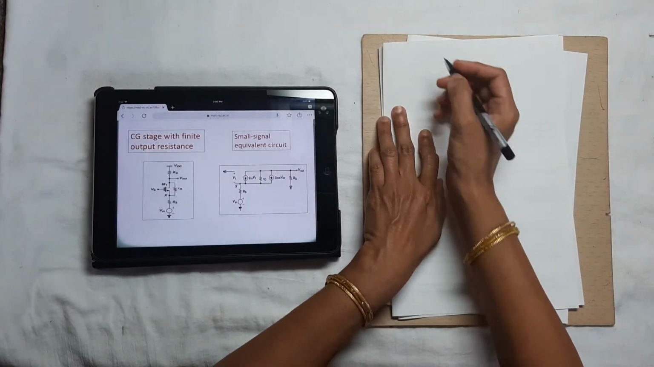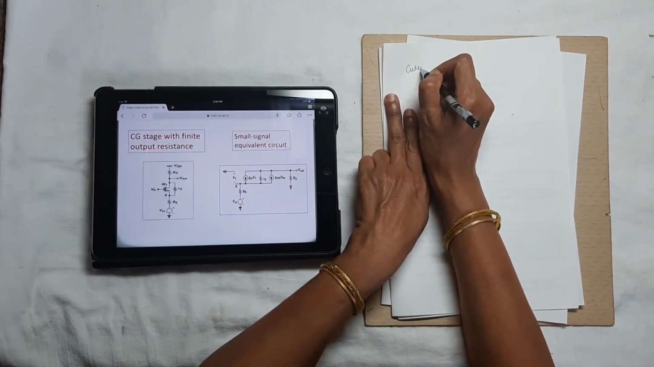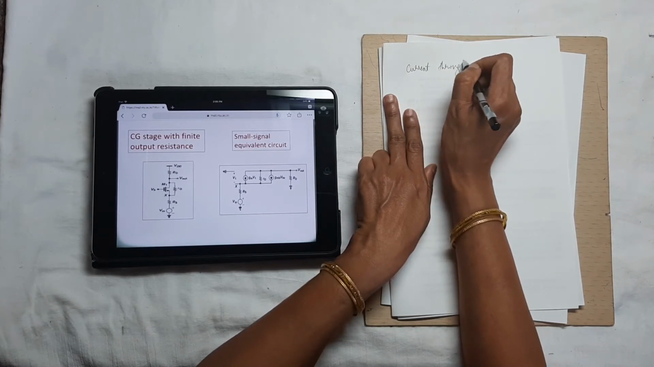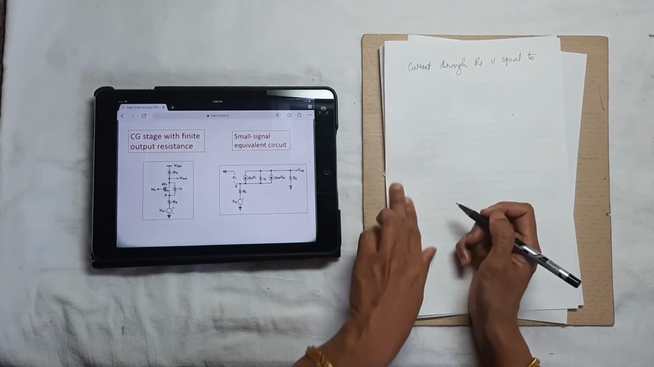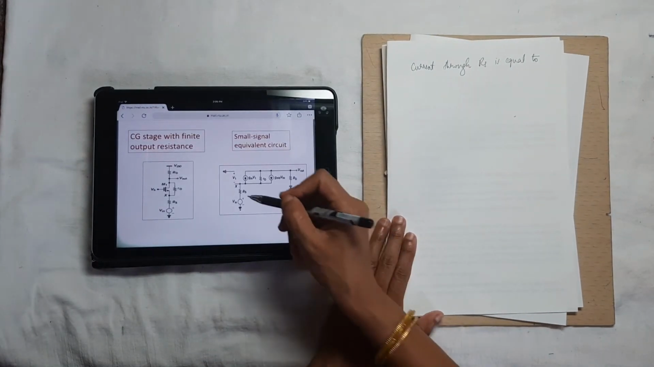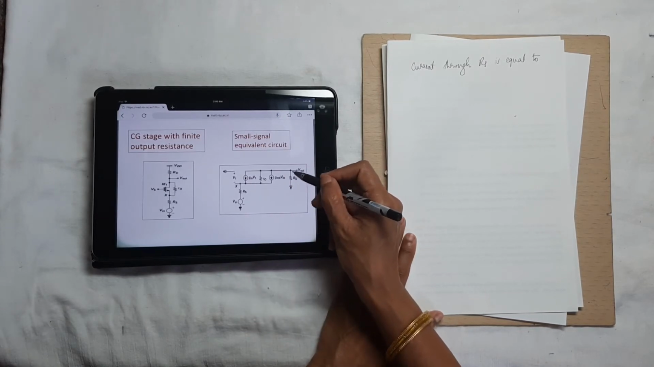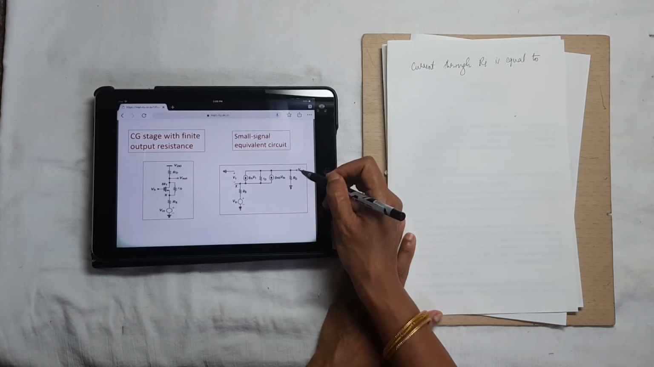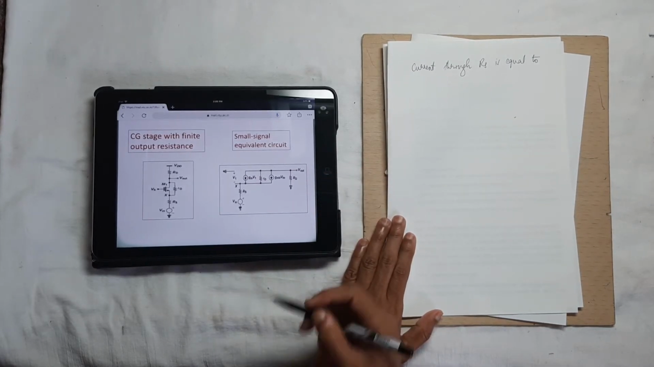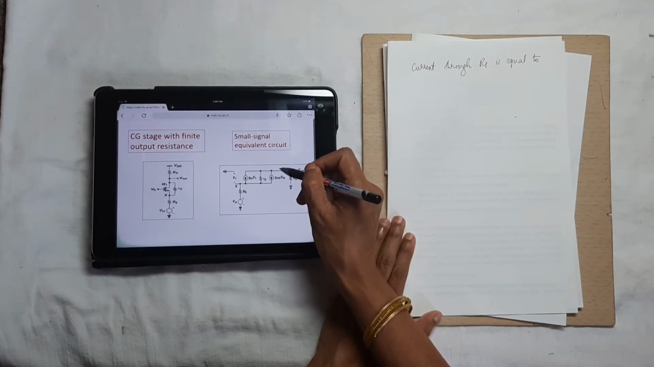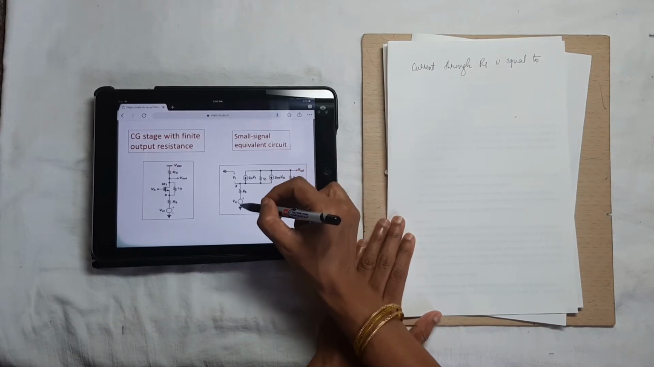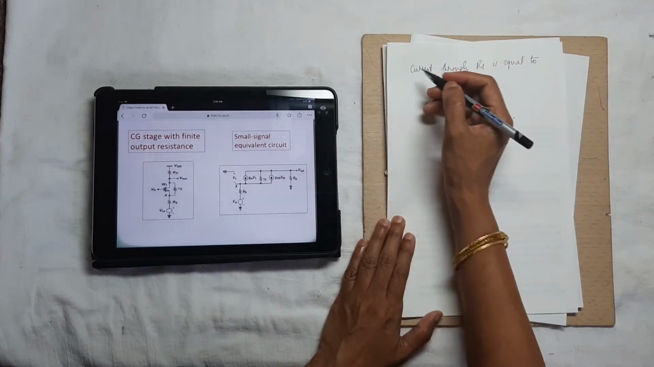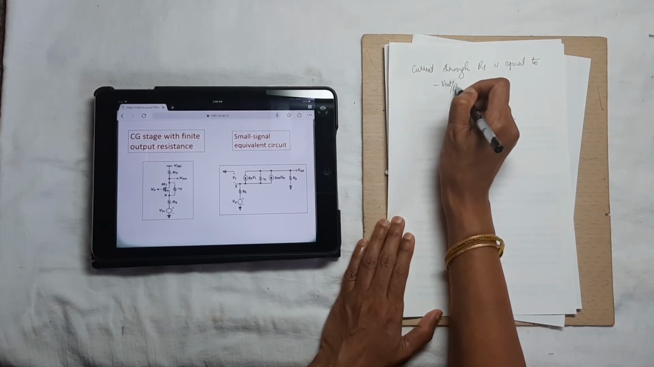First let us find the current through RS. RS is this and RD is this. What is the current through RD? Actually this is V out, this is RD. If the current flows like this, it is V out divided by RD. In this direction, it is minus V out by RD, and the same current flows through RS. Therefore the current through RS is minus V out divided by RD.